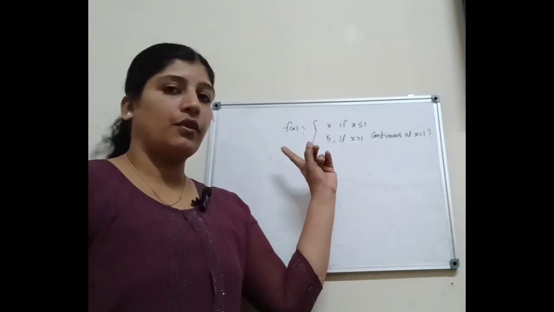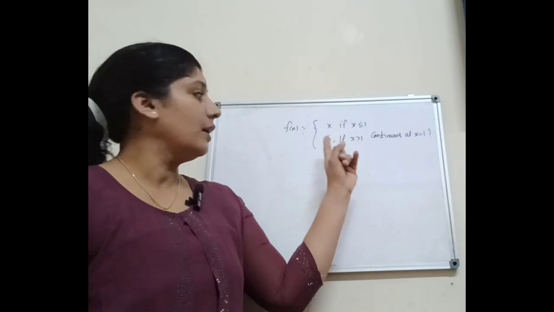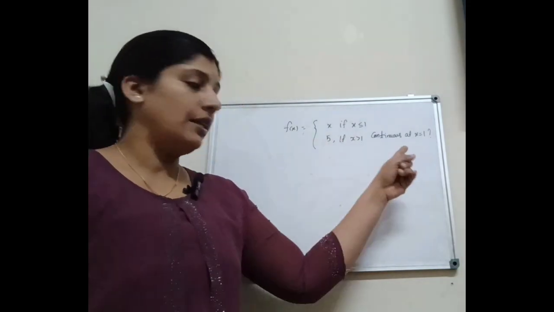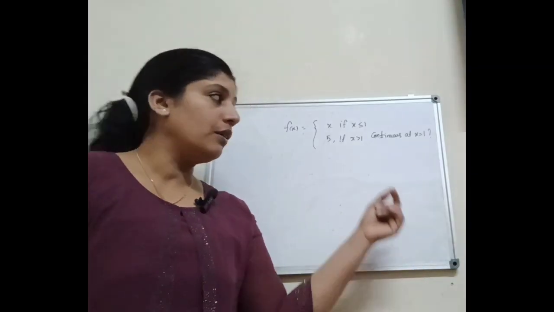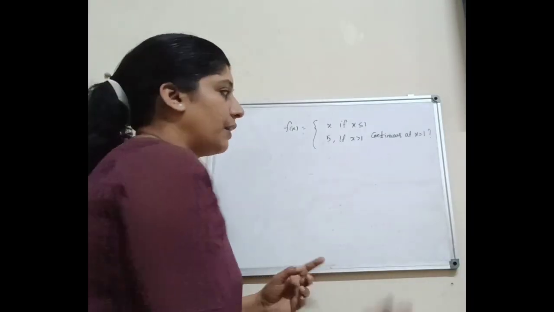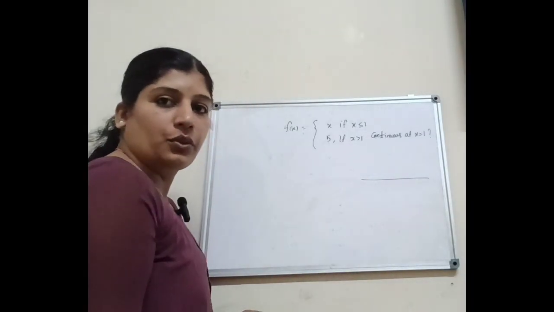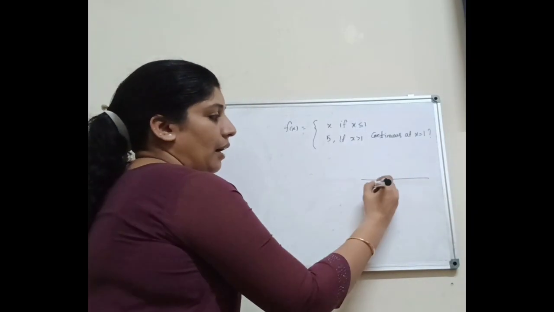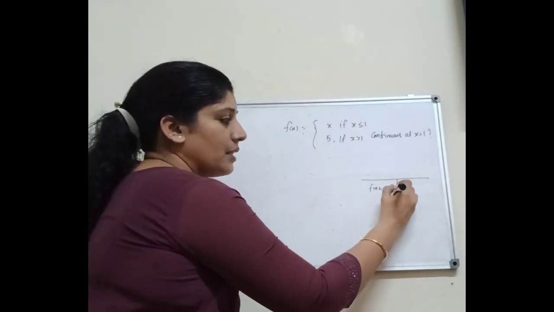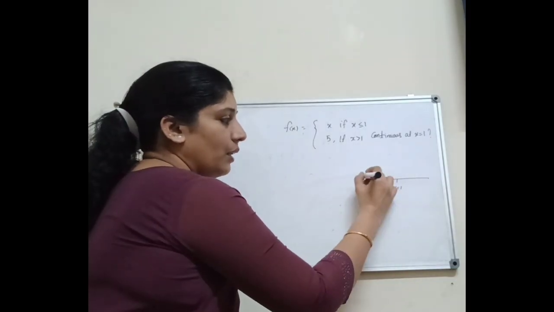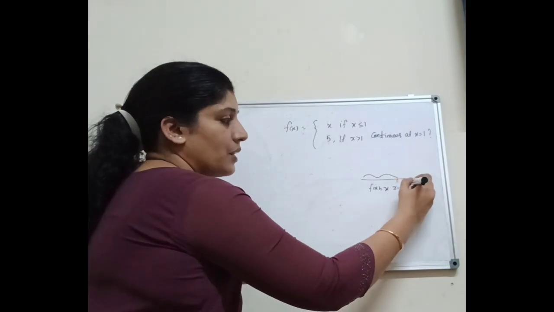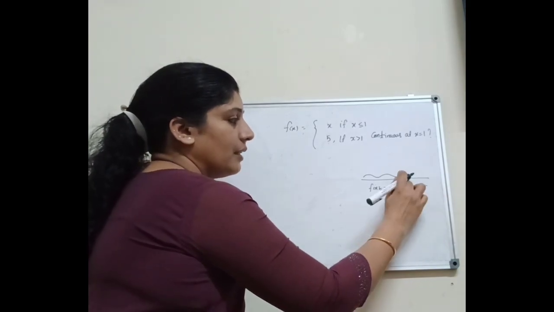Next, consider the question: f of x equal to x if x is less than or equal to 1, and f of x equal to 5 if x is greater than 1. Find the continuity at x equal to 1. Now here we have to find out whether the function f of x is continuous at the point x equal to 1. In this question, the function is defined on two intervals. That means f of x equal to x when x is less than or equal to 1, including the point x equal to 1. Next, f of x equal to 5 when x is greater than 1.